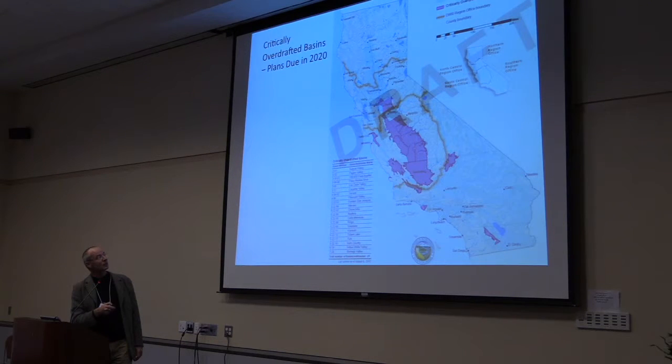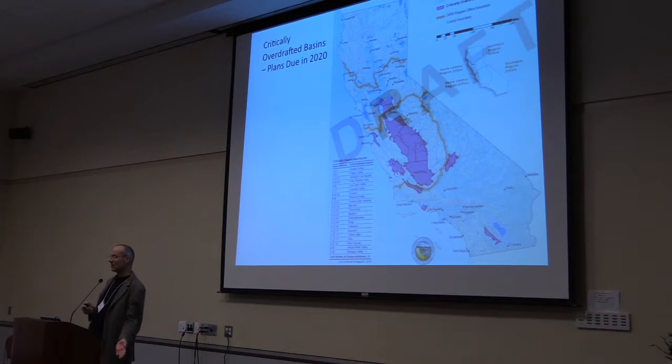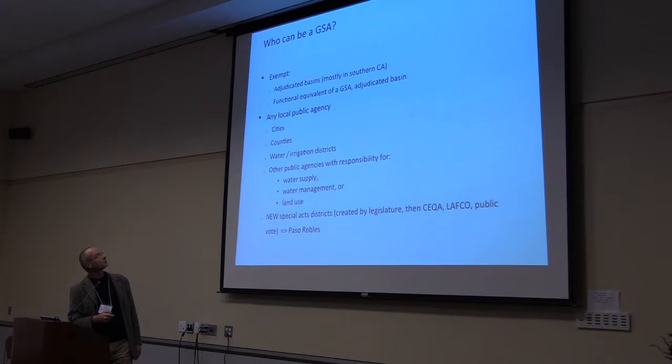Some basins are going to have to hurry up, and these basins are considered to be in long-term overdraft, and they're going to have about a two-year shorter time scale on the implementation of their plan. But overall, we're looking at these groundwater sustainability agencies being formed within the next 36 months, no, less than that, 18 months. These groundwater sustainability agencies can be any public agency, so cities, counties, water districts, irrigation districts, special acts districts, of which we have many in California.